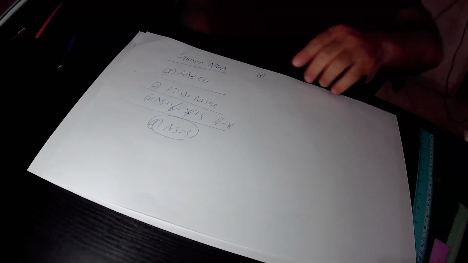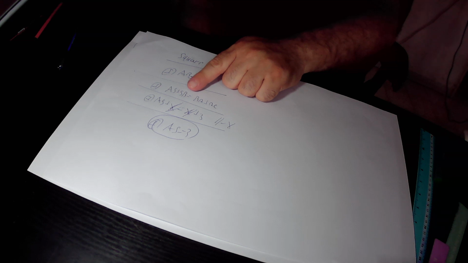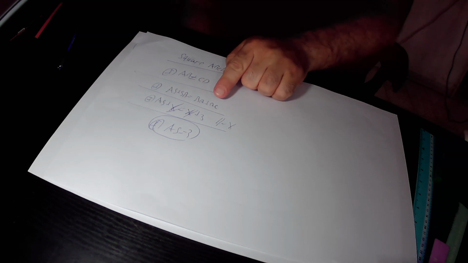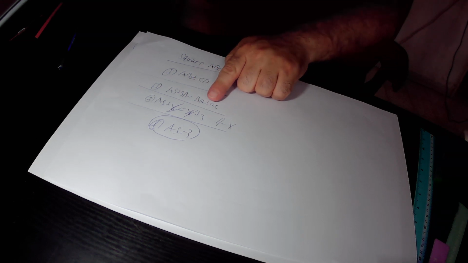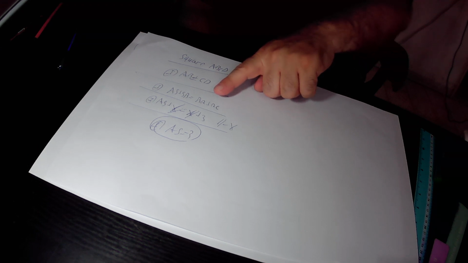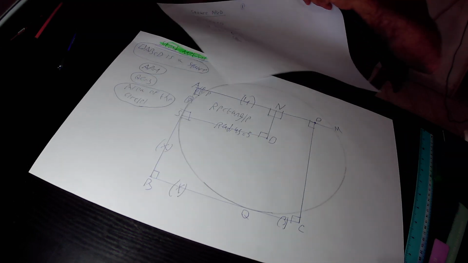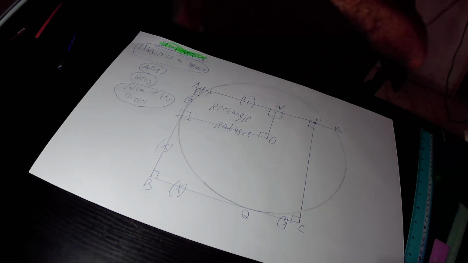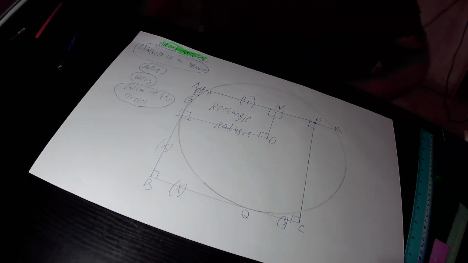So in total, we found that according to equation 1, AS plus x equals x plus 3. Here we subtract x from this equation 1, and we finally find that AS equals 3. So this line segment AS is equal to 3 in its length.